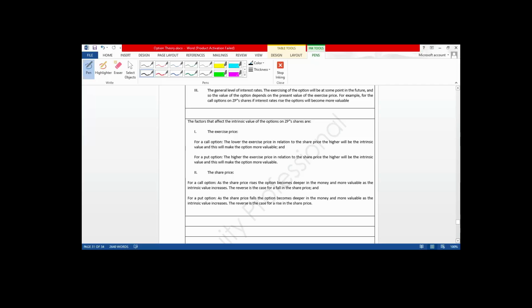For a put option, as the share price rises, the option becomes out of the money. Hence, so please note, two factors determine intrinsic value. These are the exercise price and the stock price.